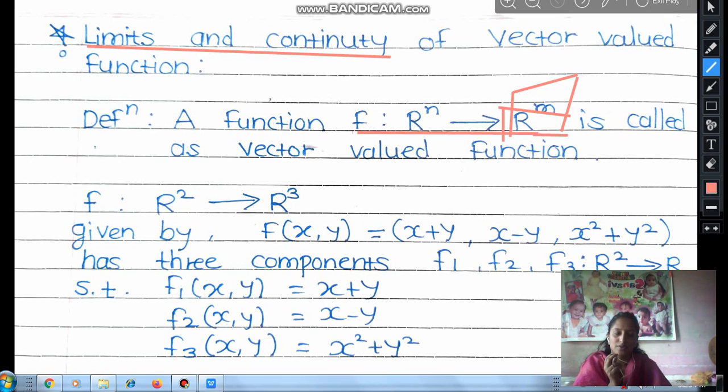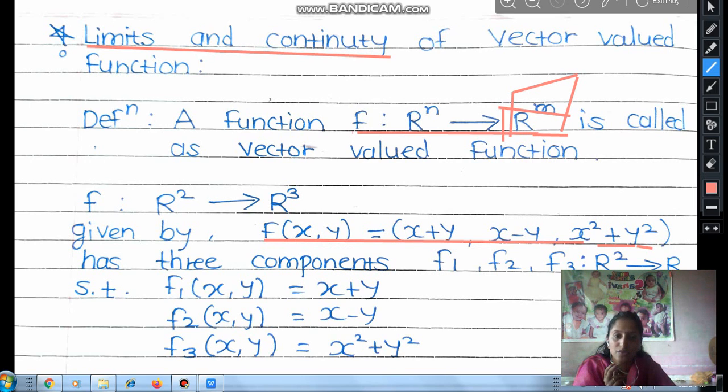By solving some examples, you can understand this concept. So, what is an example of a vector field? We consider one example. Look at this. F is a function defined from R2 to R3. The function is f of xy equal to x plus y, x minus y, x square plus y square.